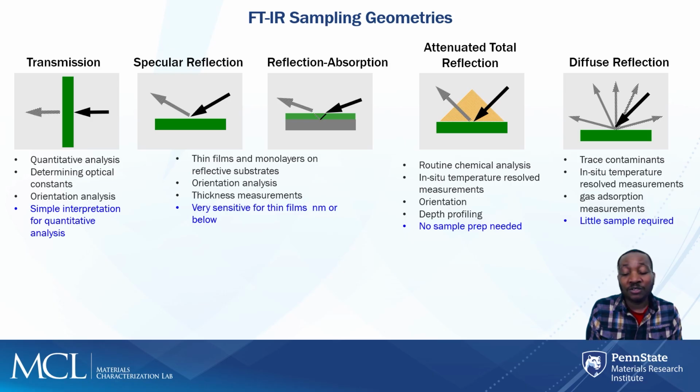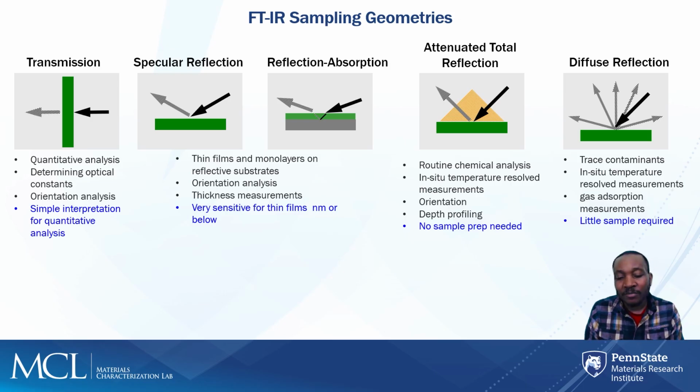Another way that we can measure your sample, which I'm not going to go into in much detail in this slide, is diffuse reflection. It's very similar to specular reflection, except that we get a specular component of light that's reflected off your sample, and then we get lots of diffusely reflected light that comes off. And we're specifically measuring that diffusely reflected component of the light. It's used a lot for trace contaminants. It's used a lot for in situ measurements. So if you're doing anything in the realm of catalysis, for example, diffuse reflection is going to be the one that's used the most. It's also used for gas absorption, if you're looking at rough surfaces, or if you're looking at powders, because it gives such good sensitivity.